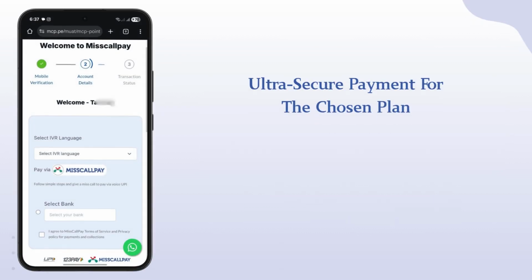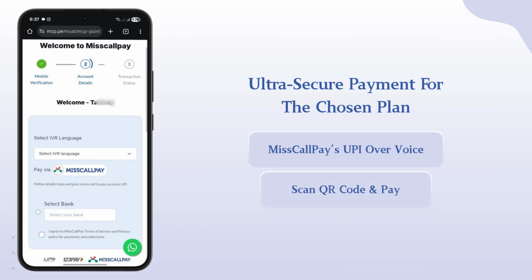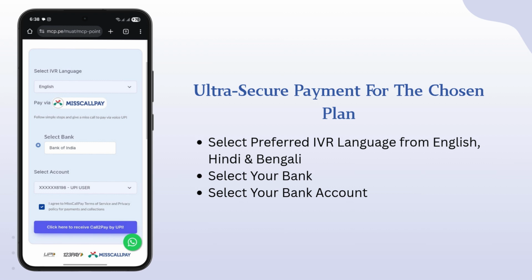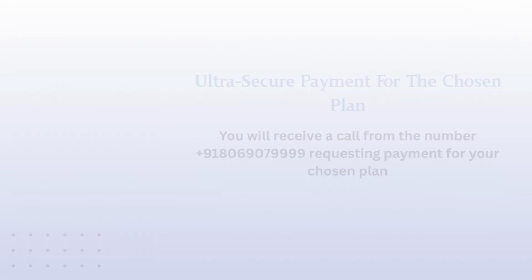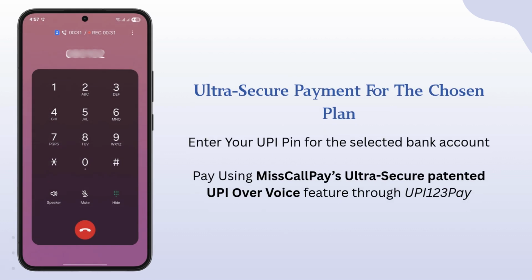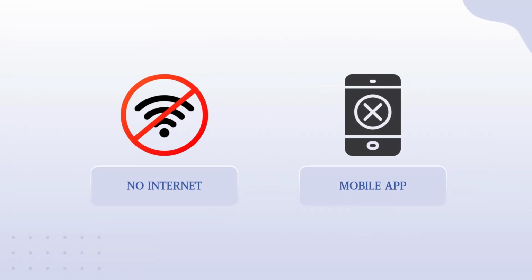Step 4. Make a secure payment. You will now proceed to payment. You have 2 payment options: MissCallPay's ultra-secure UPI Over Voice feature and scan QR and pay. To proceed further with MissCallPay's ultra-secure UPI Over Voice payment option, select your preferred IVR language: English, Hindi or Bengali. Choose your bank and select the account to debit. You will now receive a call from +91 80690 9999. Follow the instructions and enter your UPI PIN securely using your phone keypad. No internet or app is required for MissCallPay's ultra-secure UPI Over Voice payment process.